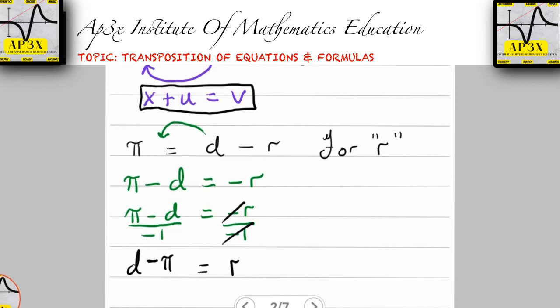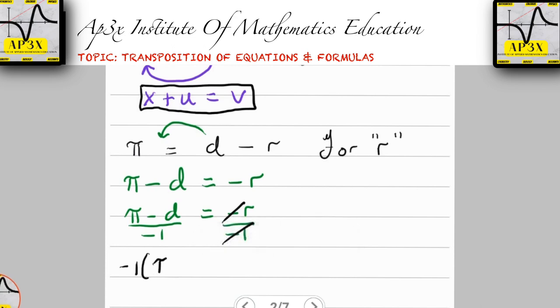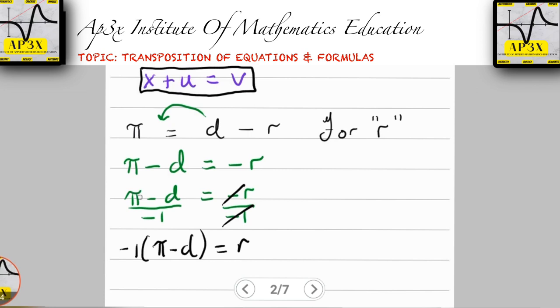Now, of course, if you want, you could go ahead and simply divide both sides by negative 1. We could say negative 1 open bracket pi minus d close bracket equals r. Or we could simply divide pi by negative 1 and end up with negative pi, and divide negative d by negative 1 and end up with positive d. So whether you write minus 1 bracket pi minus d, or minus pi plus d, or d minus pi, they are all the same answer.